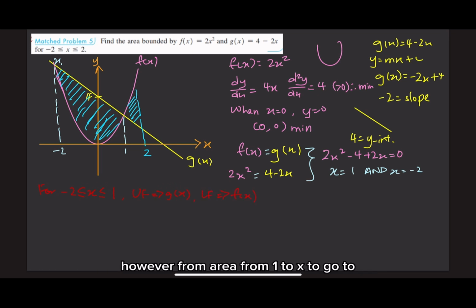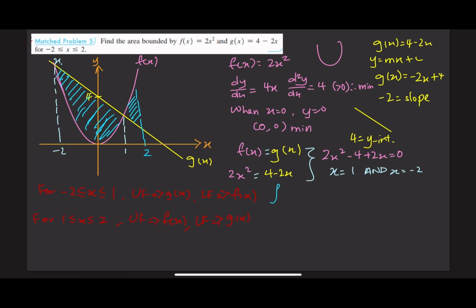However, for the area from x equals 1 to x equals 2, our upper function is going to be f of x. Here f of x is going to be more than g of x. So the lower function is g of x in this case. So we want to do two separate integrations, right? So how do we do this?